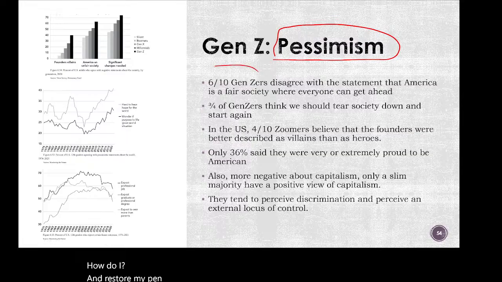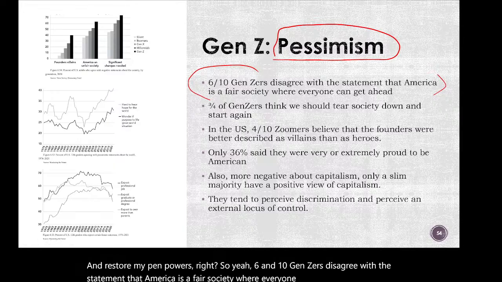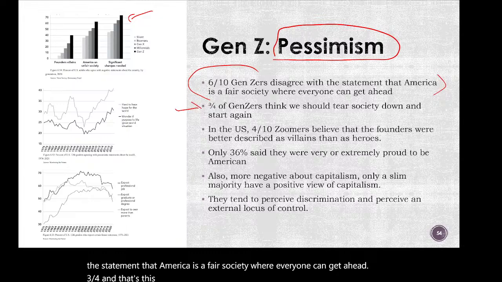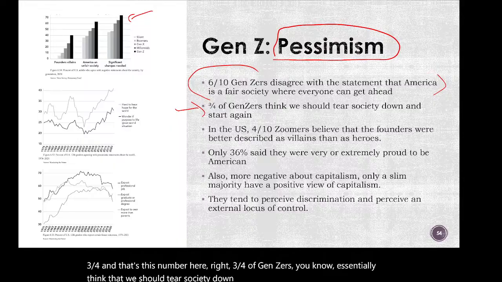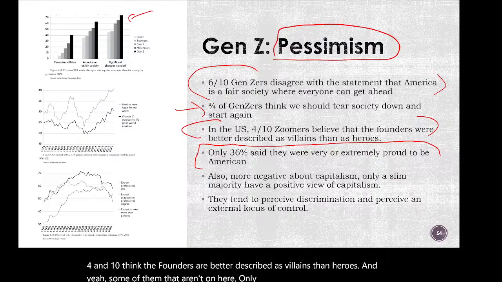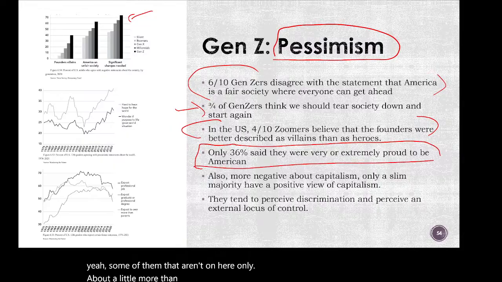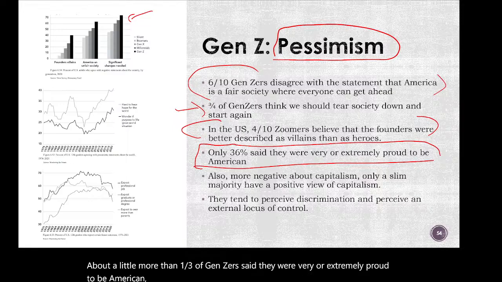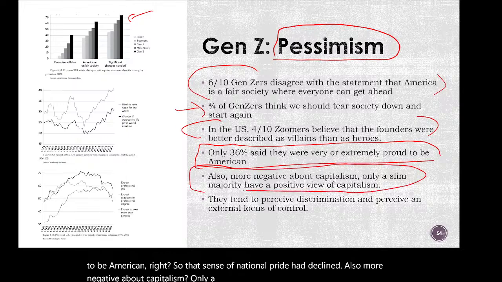Right. So 6 in 10 Gen Zers disagree with the statement that America is a fair society where everyone can get ahead. 3/4, and that's this number here, 3/4 of Gen Zers essentially think that we should tear society down and start again. 4 in 10 think the founders are better described as villains than heroes. And some of them that aren't on here: only a little more than a third of Gen Zers said they were very or extremely proud to be American. So that sense of national pride has declined. Also more negative about capitalism. Only a slight majority of them said they had a positive view of capitalism.